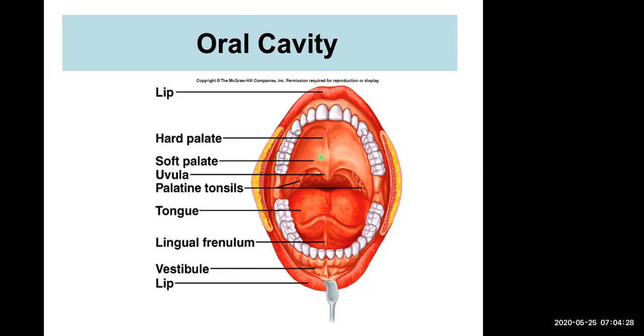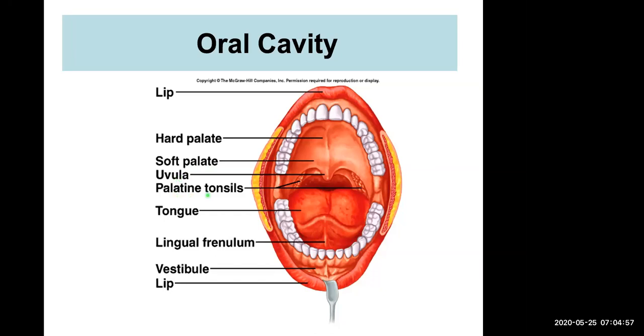We have the soft palate and the uvula. And the function of these structures is that they aid in swallowing. When we swallow, the soft palate and the uvula will come up and block off the nasopharynx, which is the part of the throat that is responsible just for breathing. And so we don't want food and fluid to get into our nasal cavity. And so the soft palate and the uvula help to block off that area.